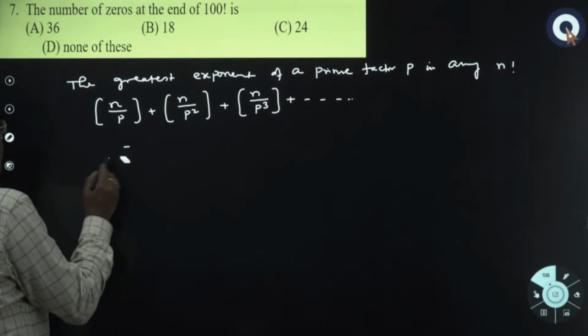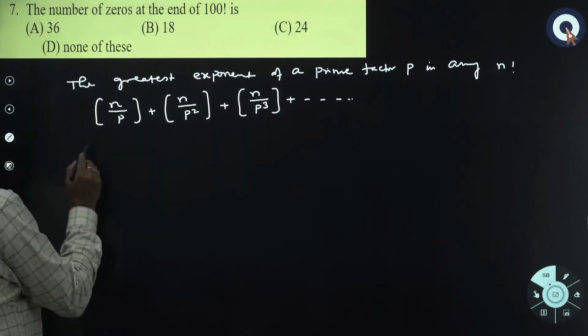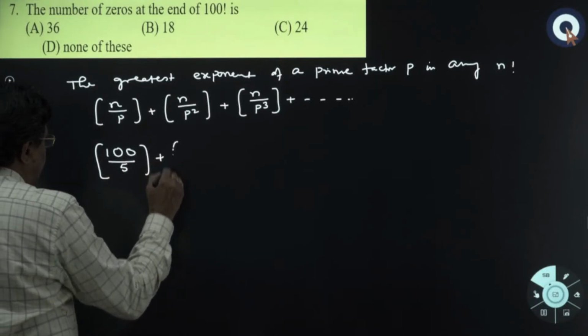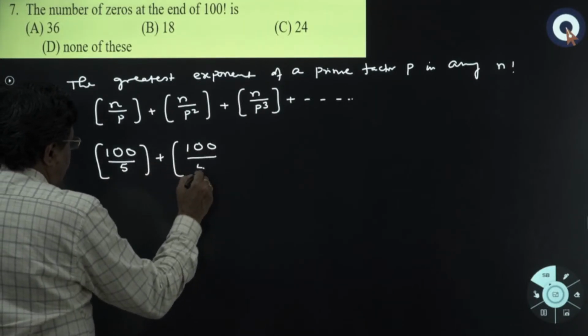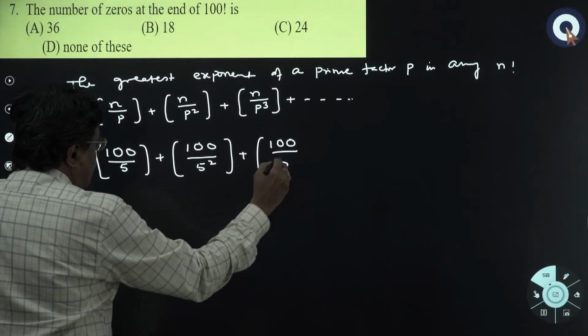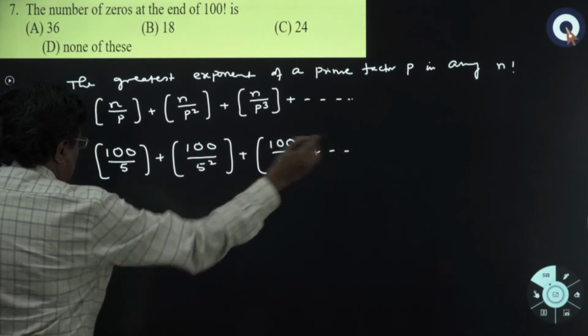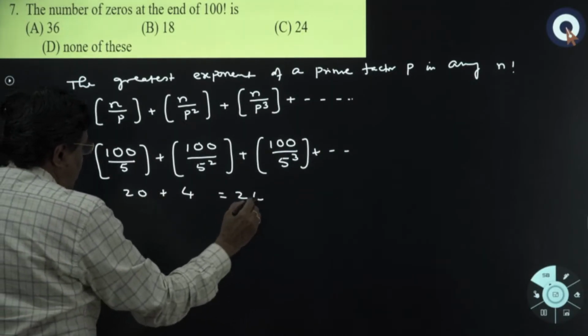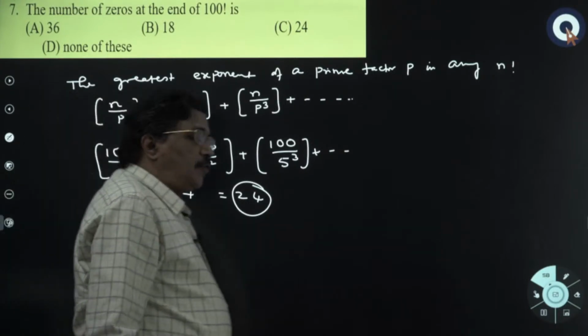So that is to get that. So 100 by 5 plus 100 by 5 square plus 100 by 5 cube and so on. So this is 20 and this is 4, this is anyway 0. So you have 24 5's.